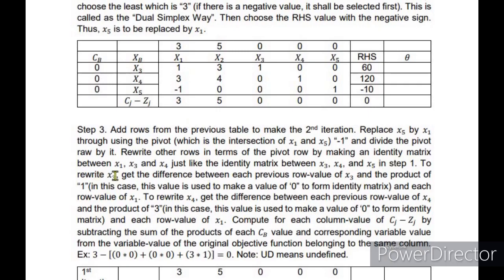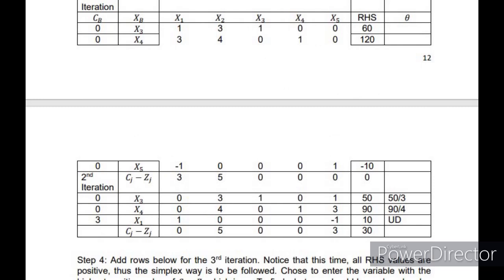So divide the pivot row by the pivot. Okay? To rewrite. So to replace x sub 5 here by x sub 1, just divide these elements by the pivot element, which is negative 1. So negative 1 divided by negative 1 is 1. 0 divided by negative 1 is 0. 0 divided by negative 1 is 0. 0 divided by negative 1, 0. 1 divided by negative 1 is negative 1. Negative 10 divided by negative 1 is positive 10. Okay? So now we will rewrite row x sub 3 and x sub 4.